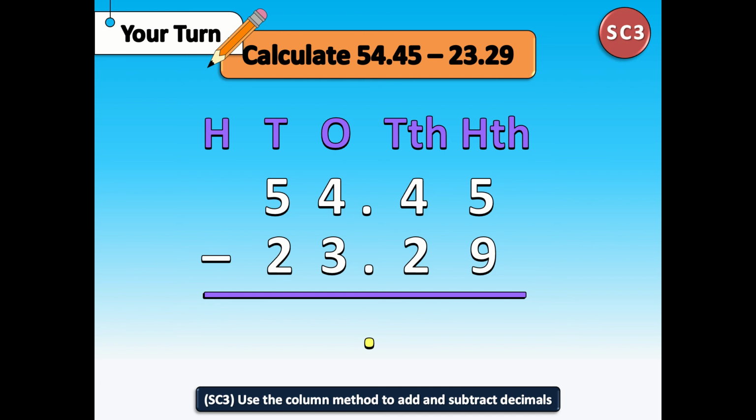5 take away 9 we can't do, so we need to borrow from the tenths column. So the 4 becomes a 3, and we put the 1 in front of the 5. 15 take away 9 is 6. 3 take away 2 is 1. 4 take away 3 is 1. And 5 take away 2 is 3. So our answer is 31.16.